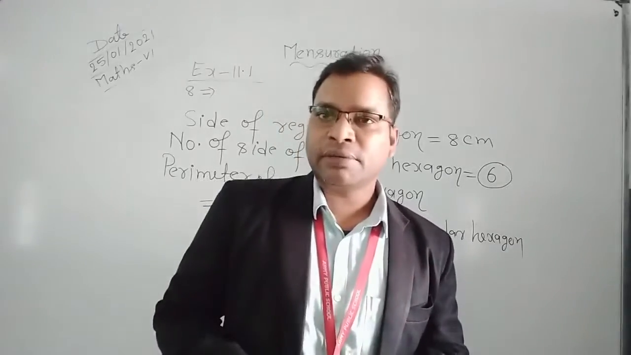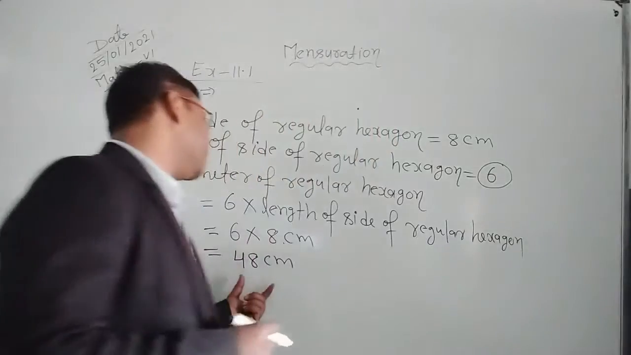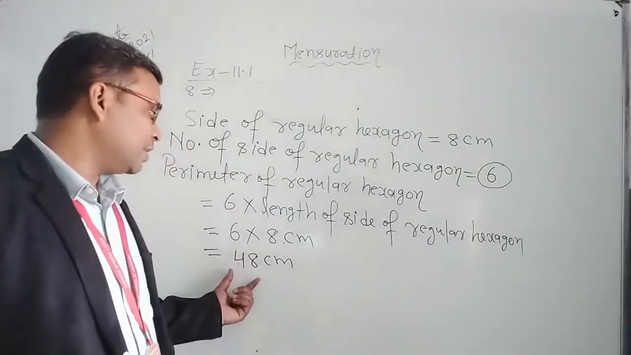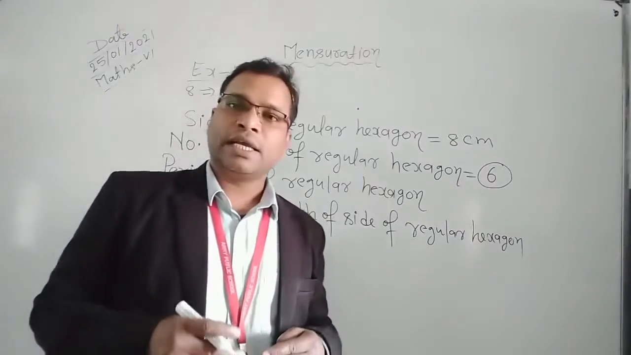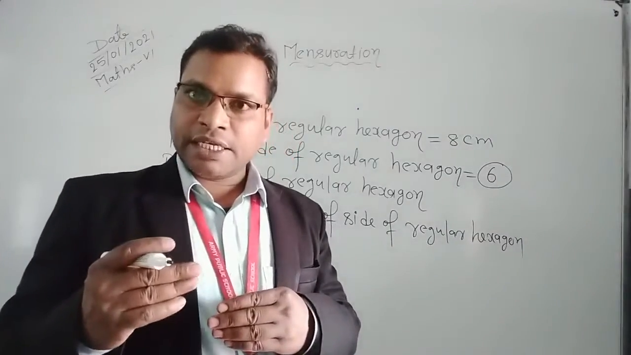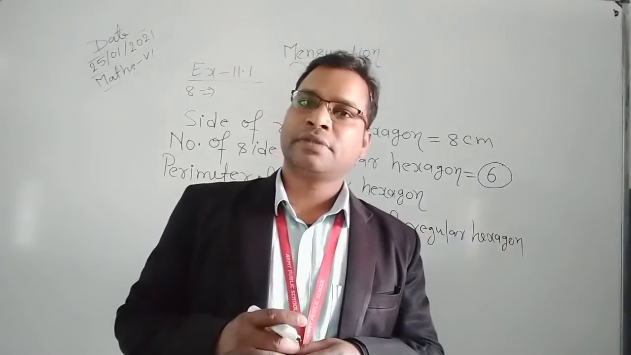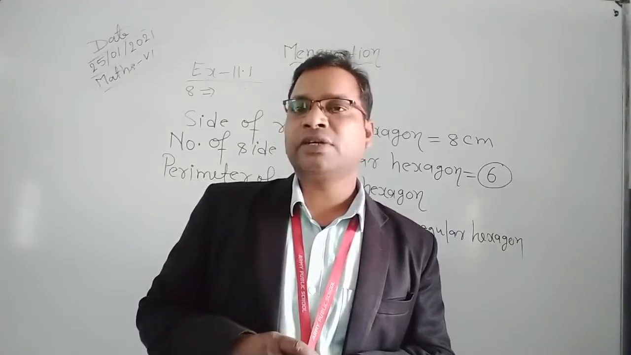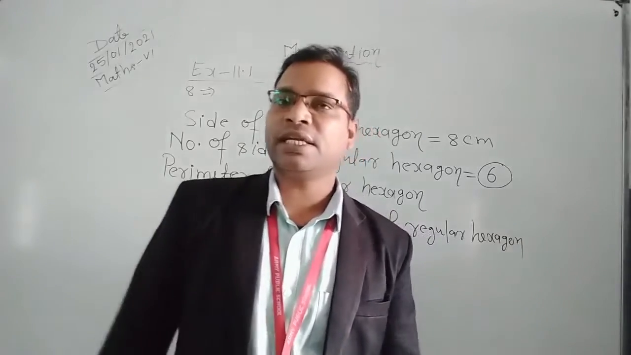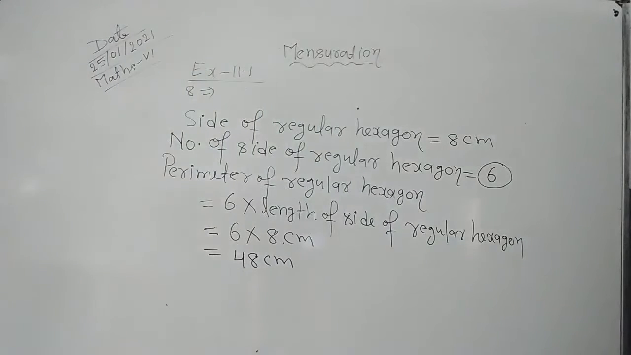If you add them, 8 plus 8 plus 8, 6 times, then we also get the same perimeter, 48 centimeters. Or you multiply 8 by 6. The length of the side is multiplied by the number of sides, then we get the perimeter of the plane figure, or you can say regular hexagon. This is clear now. So I hope all have understood this question.